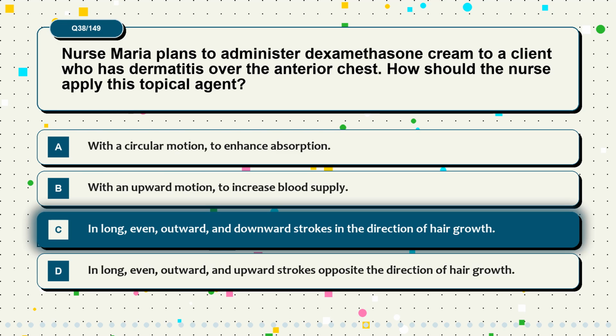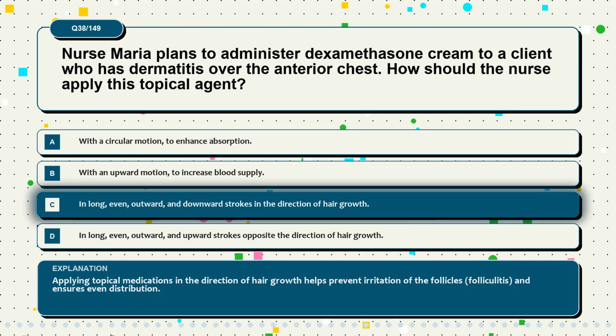The correct answer is option C. In long, even, outward, and downward strokes in the direction of hair growth. Applying topical medications in the direction of hair growth helps prevent irritation of the follicles, folliculitis, and ensures even distribution.